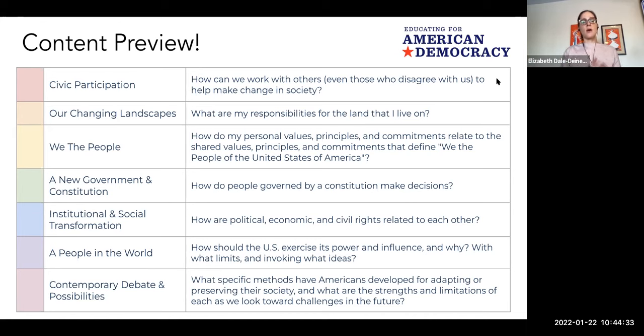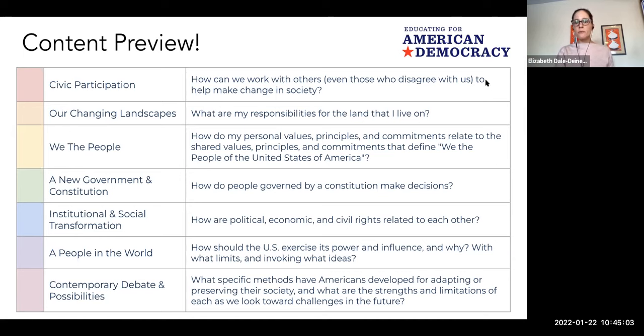You'll see that there are 7 different themes: civic participation, our changing landscapes, we the people, a new government and constitution, institutional and social transformation, a people in the world, and contemporary debate and possibilities. Each one of those themes has tons of questions that are meant to provoke conversation, but I selected just a few of them that you see on the right side. So this is a preview. You don't need to remember anything about this, but I just wanted you to know what it is when we get back to it.